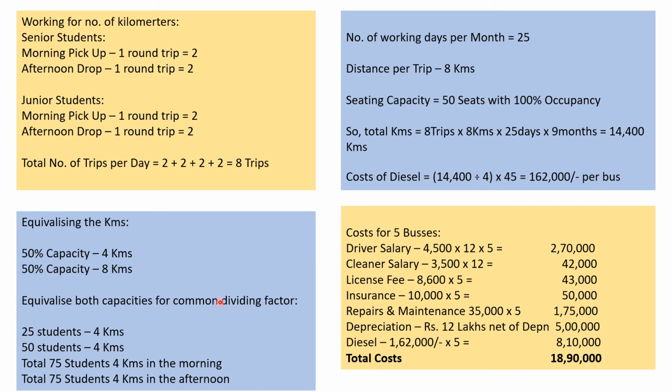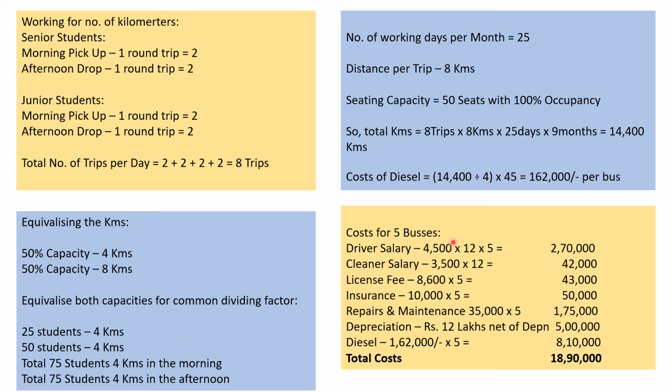Please understand very carefully. This is equalizing the passenger kilometers, because the distances traveled by passengers are two different distances. That is the reason we have to equalize, so that we can arrive at a single cost per passenger per kilometer. Then we can multiply with the distance traveled for each distance, various distances, so that we will arrive at the total cost.